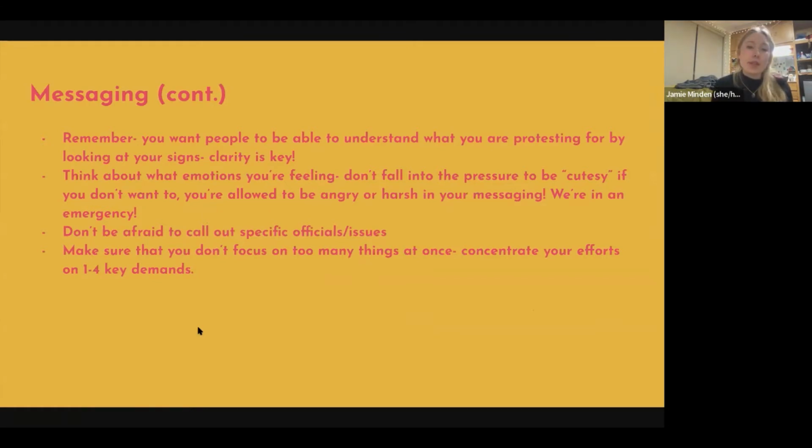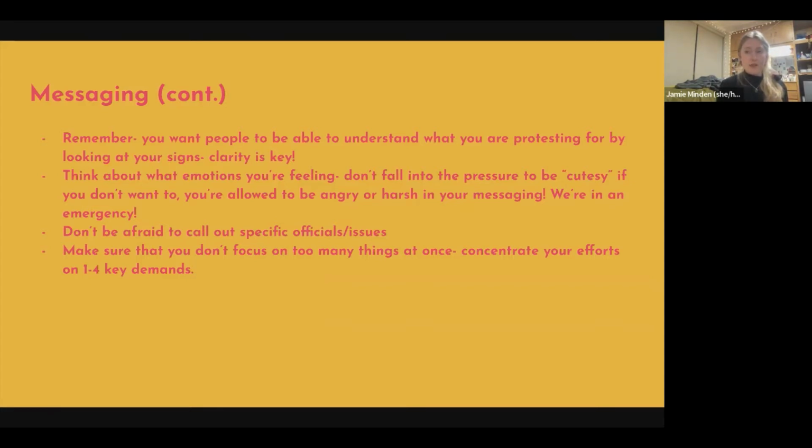You want to be sure to think about what emotions you're feeling when you are crafting your message. A lot of people have really cute signs that rhyme or have little fun messages, and that's perfect. I love it so much, and that definitely shows up in a lot of articles and gets people's attention. But you're also allowed to be angry in your messaging. We are in an emergency. You're allowed to say, hey, I'm a kid and I'm missing school for this. This is awful. And don't be afraid to call out specific officials and issues in your messaging as well.